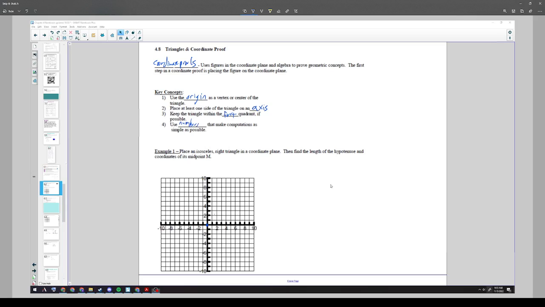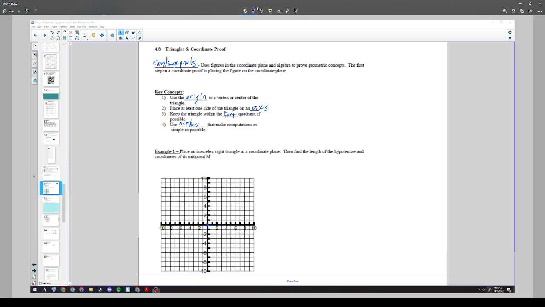So place an isosceles right triangle in a coordinate plane, then find the length of the hypotenuse and the coordinates of its midpoint. So following these directions, we have a couple options. We're going to put a vertex at the origin, and then we're going to put a side along the x-axis. That means we could draw the triangle like this, but if we're going to put one side along an axis, why not put two sides along an axis? It would be even nicer.